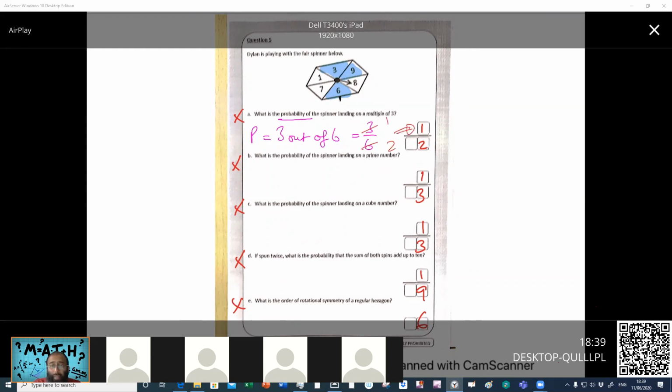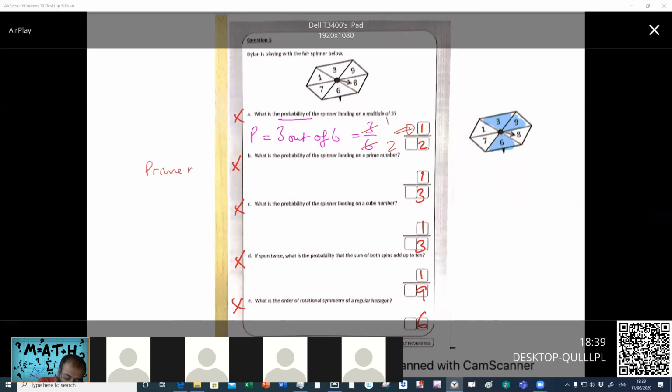Okay, read part B now. What's the probability of the spinner landing on a prime number? Okay. Okay, so which one's the prime numbers then? What is the prime number?